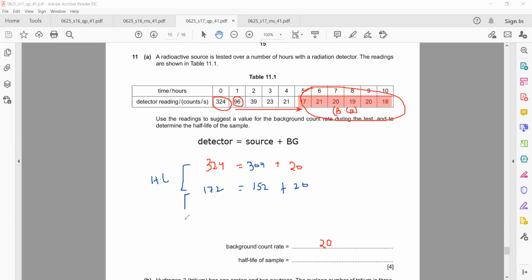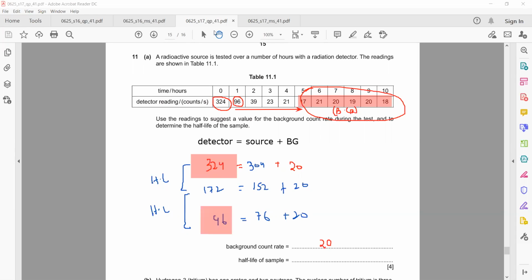Then after another half-life, what will be the source radiation? What is half of that? It is 76. And the background is 20. So the detector will record 96 radiations. So basically what happened? 324 changed to 96. Originally, the detector reading was 324. Now the detector reading is 96.